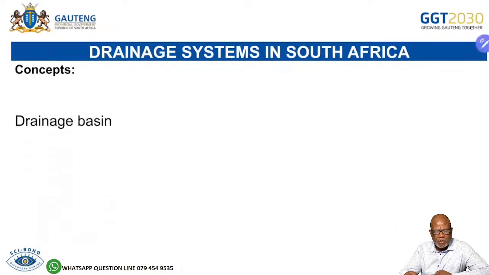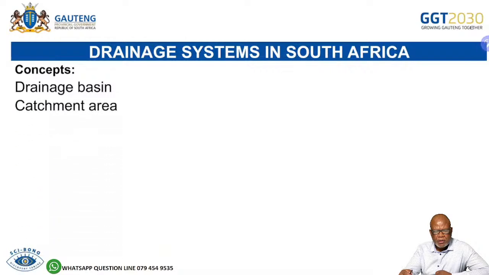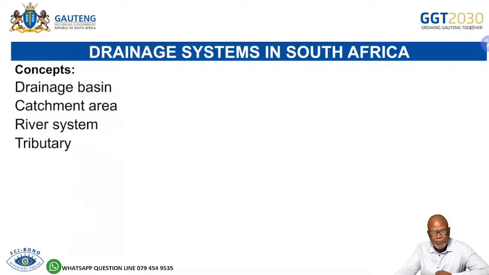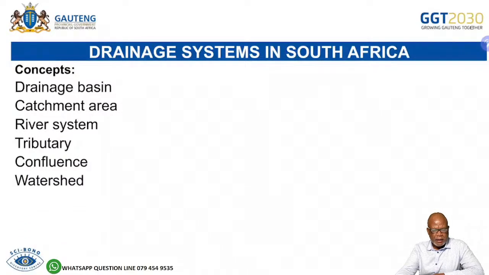Now let's look at drainage basins. These are the concepts that you need to master. Drainage basin, what is a drainage basin? Catchment area, river system, tributary, however you pronounce it, confluence, watershed, interflow, and the source.